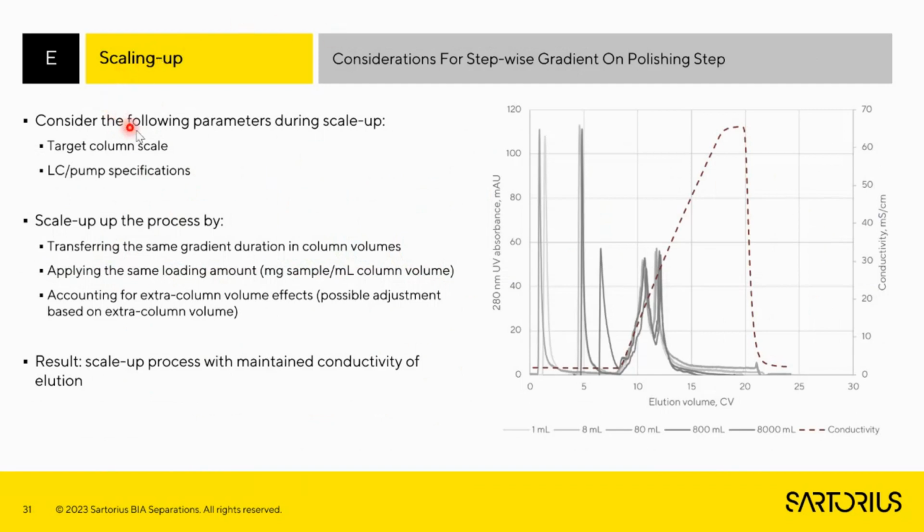So if you adjust your column to your system, and you're transferring everything in the same gradient durations expressed in column volumes, if you apply the same loading amount, so milligrams of sample per milliliter of column volume, and account for those extra column volumes, the result is really then a maintained scale up, as also seen here from 1 ml, everything up to 8-liter column.